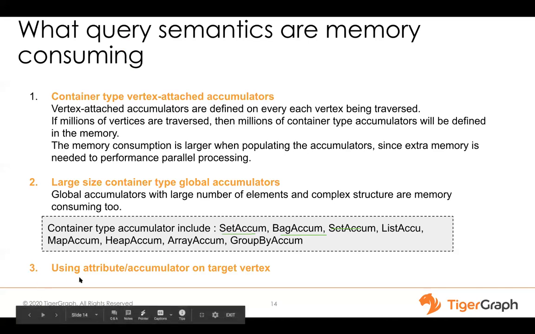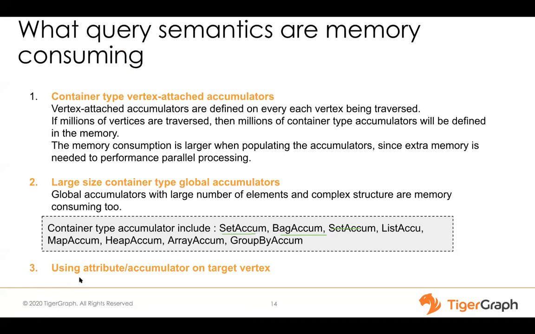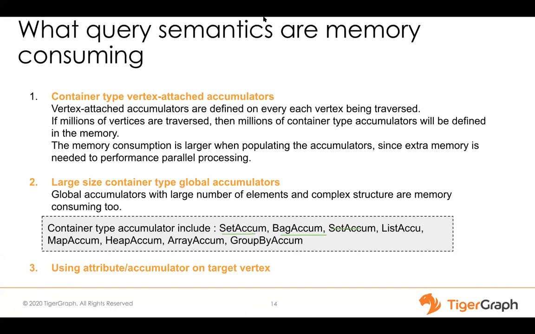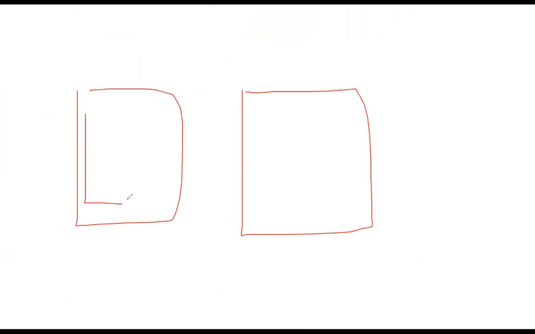And the third thing is the attribute and the accumulators on the target vertex. This only applies when you have a distributed system. The reason is, let me do some whiteboarding here. Say we have two TigerGraph servers, this is server 1 and this is server 2. On server 1, we have vertex A, along with all the neighbors of vertex A. And in another location, we store the attribute of vertex A.